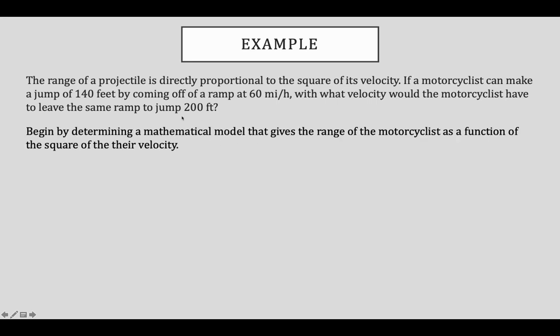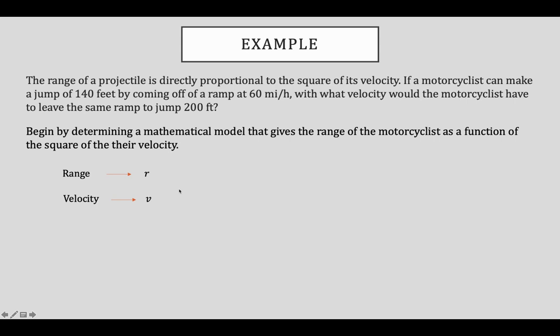Well, let's start off by finding our mathematical model that gives the range of the motorcyclist as a function of the square of their velocity. Again, identify your different variables. What's changing? The range, how far the motorcyclist is jumping, let's call that R, depends on V, the velocity at which the motorcyclist leaves the ramp. And hopefully that makes sense, right? If the motorcyclist is going faster off the ramp, then they're going to be able to jump a greater distance.